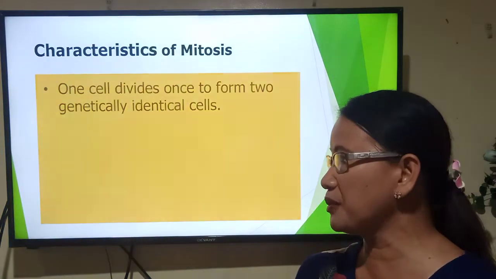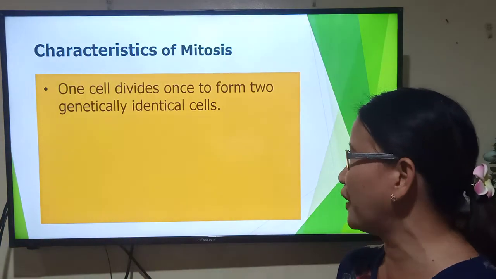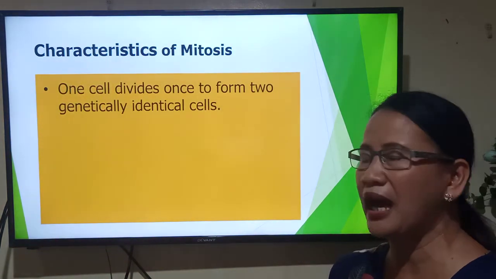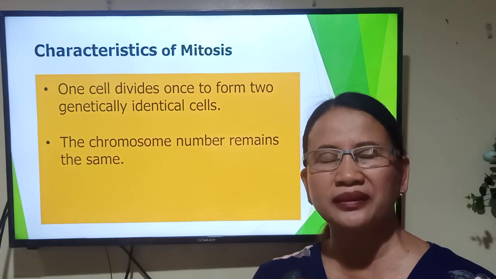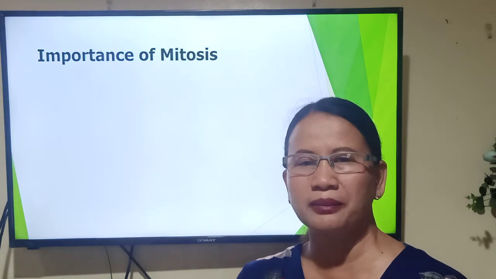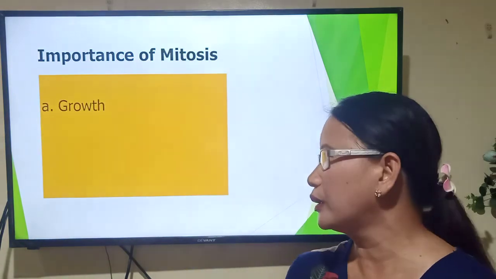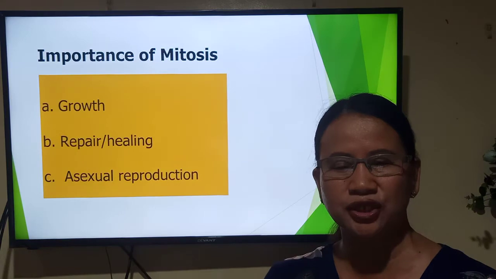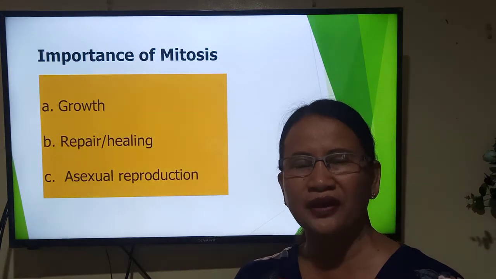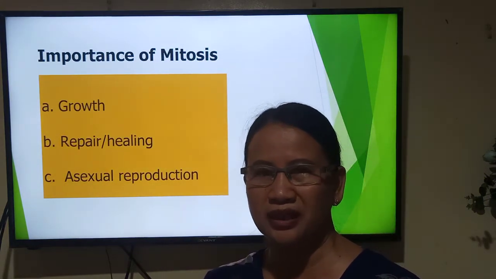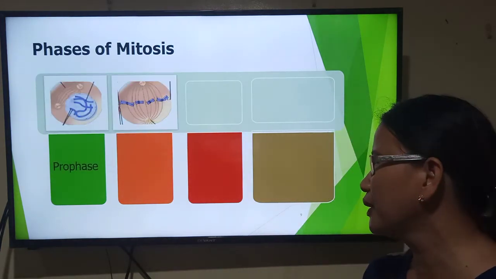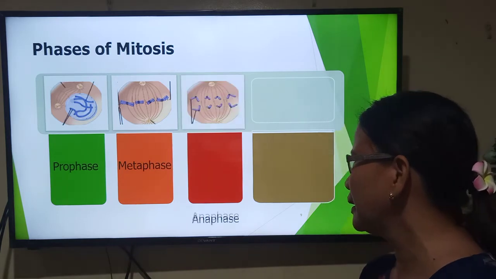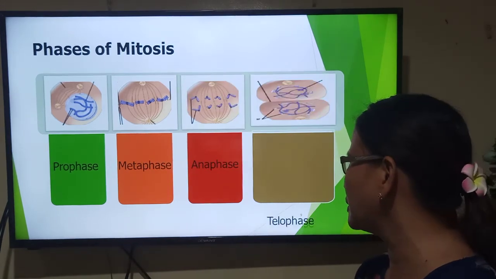So what are the characteristics of mitosis? The characteristics of mitosis are that one cell divides once to form two genetically identical cells and that the chromosome number remains the same. What is the importance of mitosis? Well, mitosis is important in growth, repair or healing, as well as sexual reproduction. And what are the phases of mitosis? As we have seen in the video, these are the phases of mitosis. We have prophase, metaphase, anaphase, and telophase.